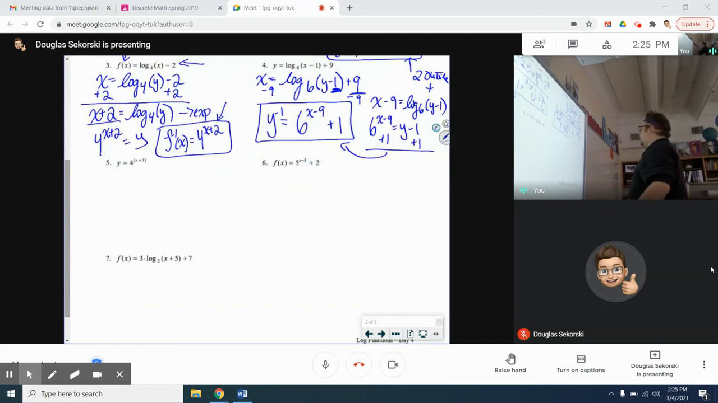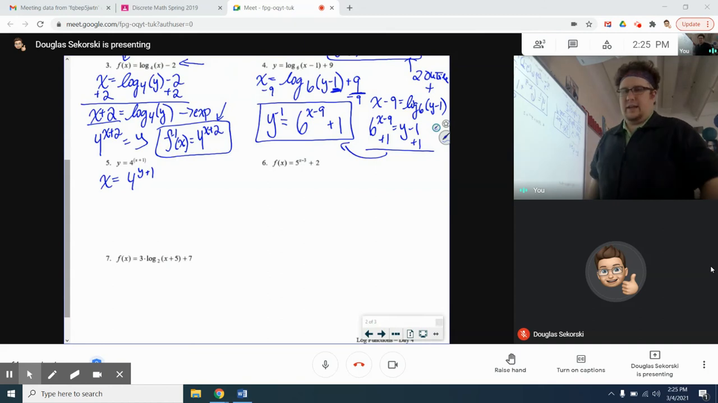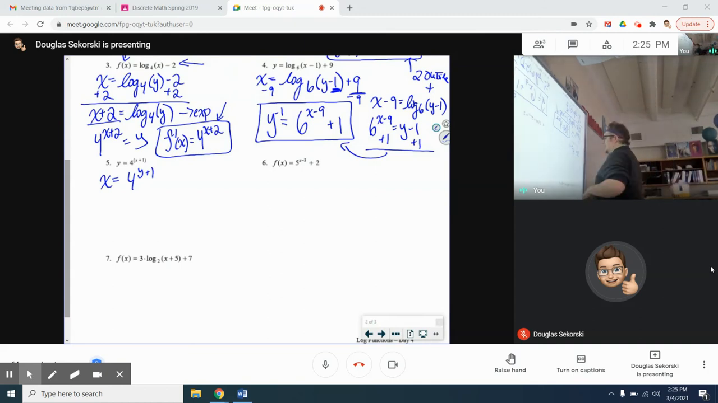Okay, a couple more here. We have swappage happening. x equals 4 to the y, plus 1. So this time we're worried about the exponential being isolated. So it is isolated. I have an answer, I have an exponent and a base. So I'm going to rewrite as log base 4 of x equals y plus 1.